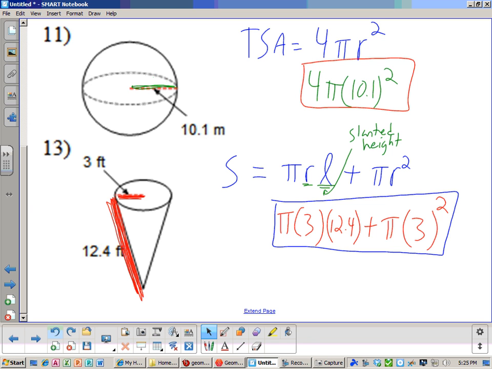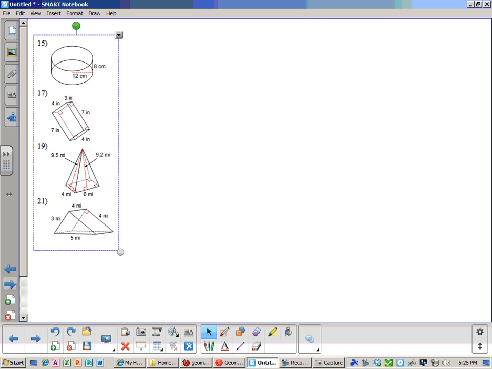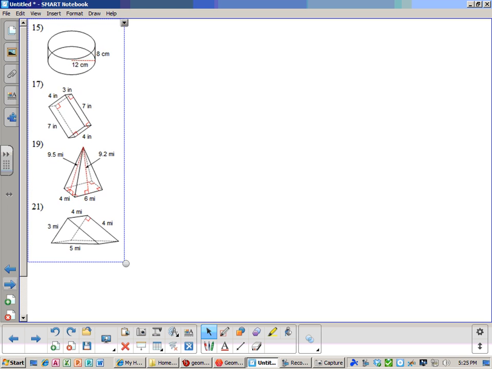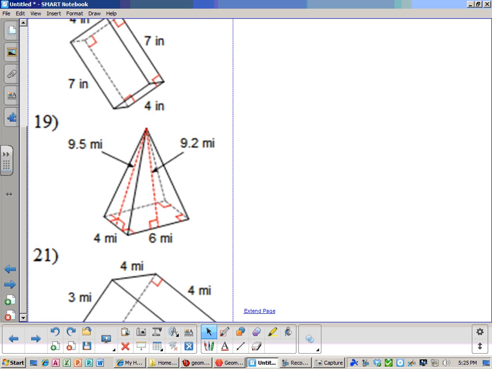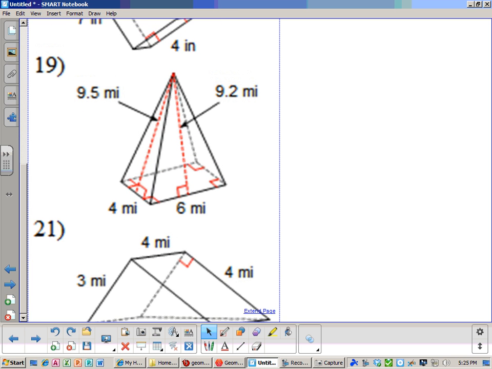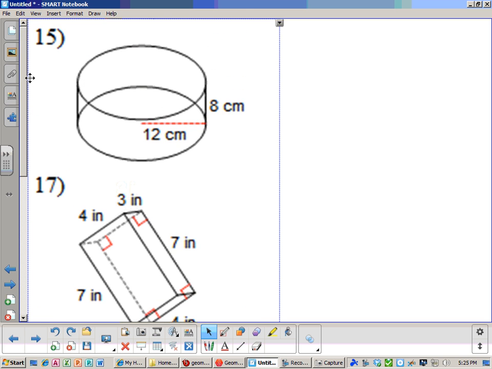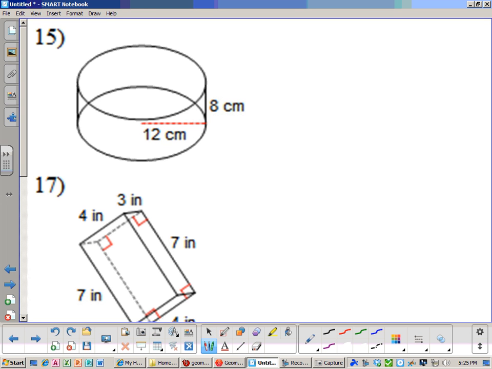Very good. Moving on. All right, last four problems. Make that a little longer. Extend page, much bigger. Extend page, bigger. That's good. Okay. Number 15. Let's take a look here. Number 15 is a cylinder. Now I want to find the surface area of it.